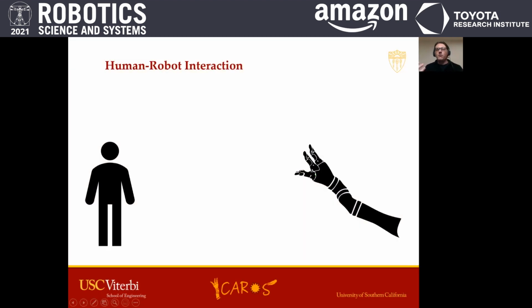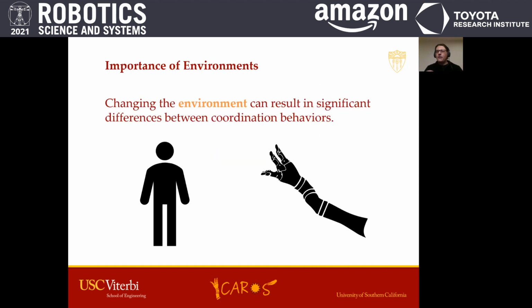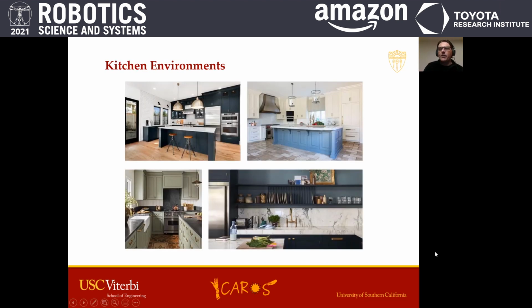So if we look at human-robot interaction so far, much of the focus has been on creating models of human actions and state and incorporating those models into robot decision-making. However, environments have been studied to a lesser degree. Our central thesis in this paper is that changing the environment can result in significant differences between coordination behaviors. So why does this matter?